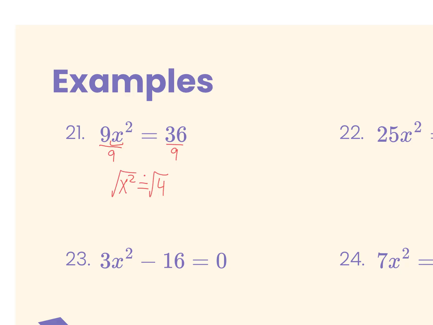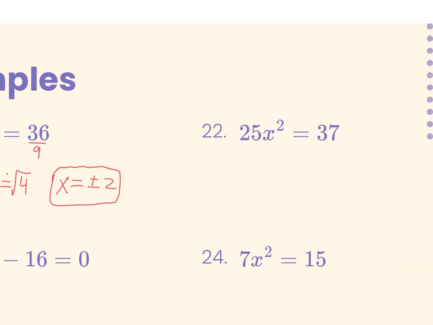I can square root both sides, and then I get x equals plus or minus the square root of 4, which is 2. So I get this as the final answer. All right. Now again, same thing with the next one.